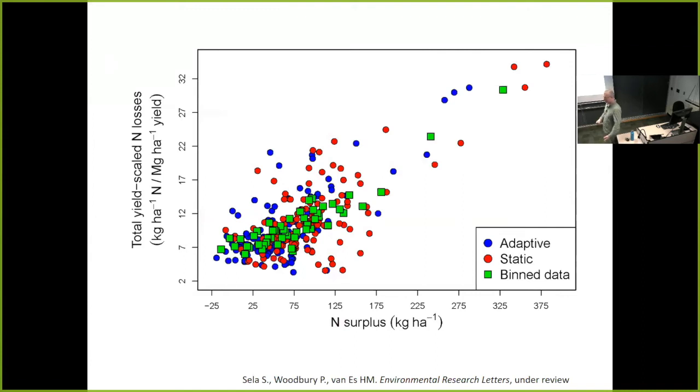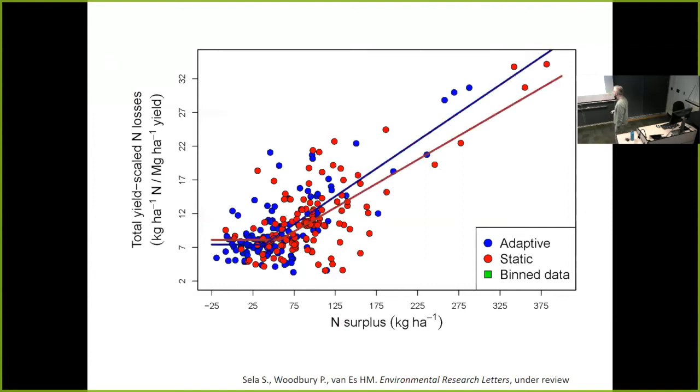But we wanted to get a more quantitative estimation of this threshold. So we did regressions, a hockey stick function, where there's a flat segment connected to a linear increase, and the inflection point where N losses begin to increase with N surplus is optimized. We did it two times, first for the adaptive data set and for the static data set separately. And we found that about 48 kilograms per hectare, about 50, is the region where N losses really begin to increase in our experimental sites.